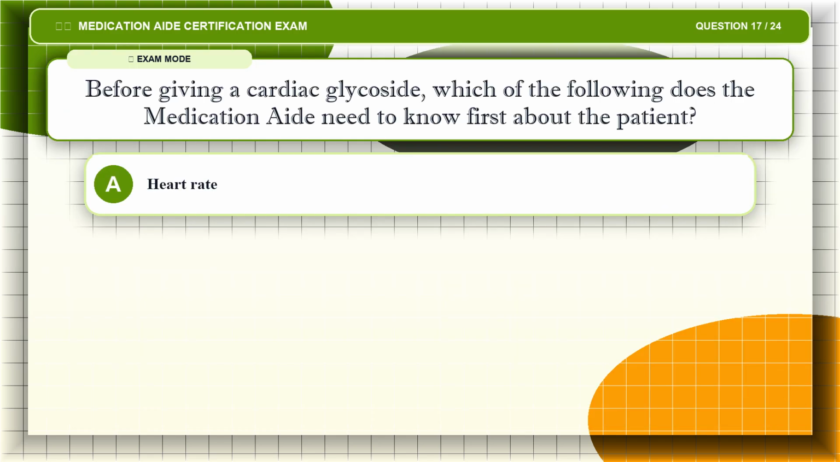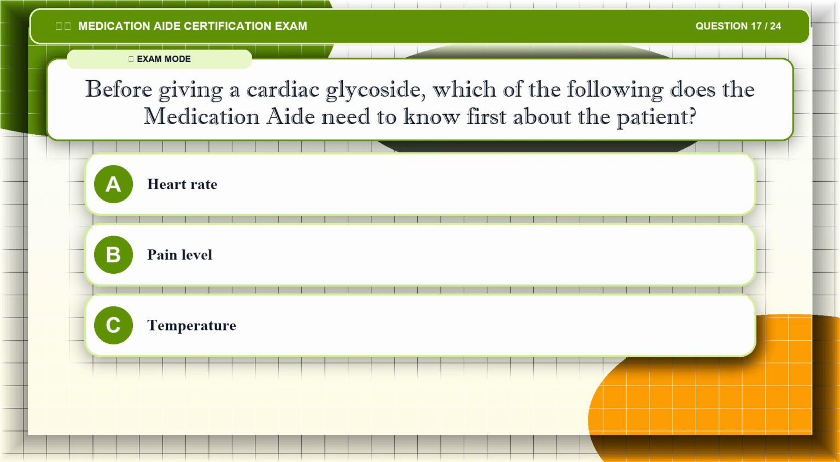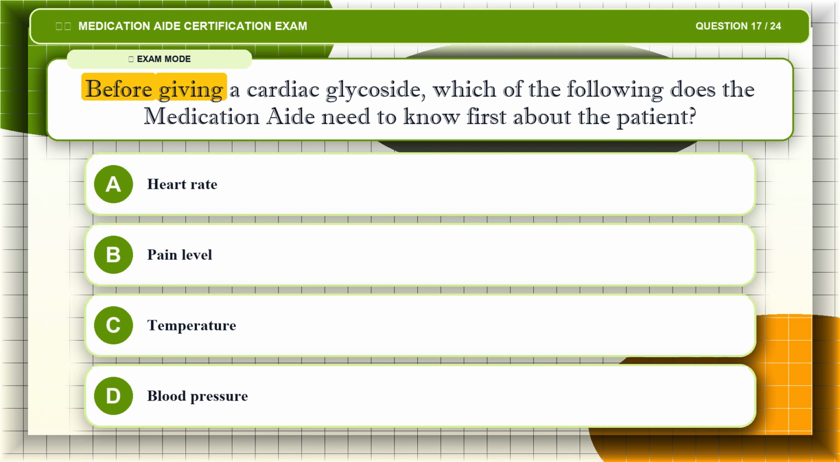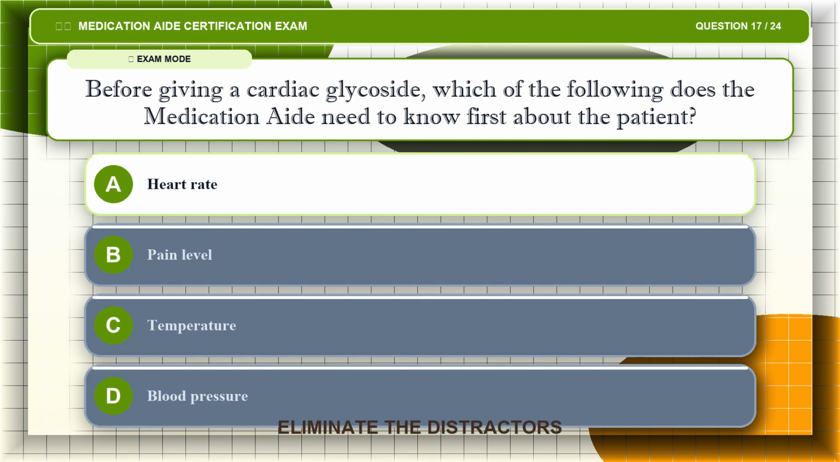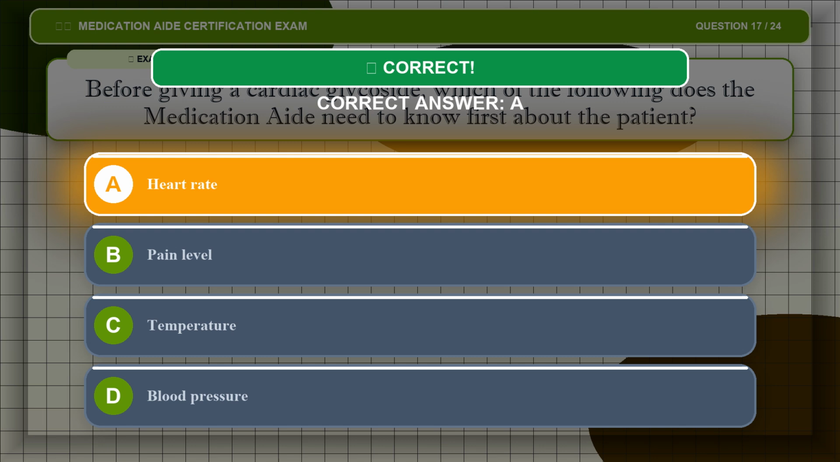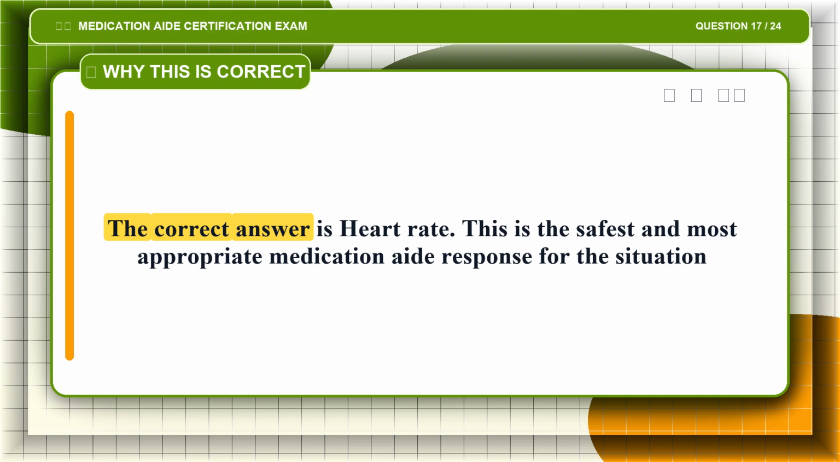Question 17. Before giving a cardiac glycoside, which of the following does the medication aid need to know first about the patient? Option A, heart rate. Option B, pain level. Option C, temperature. Option D, blood pressure. The correct answer is option A, heart rate. This is the safest and most appropriate medication aid response for the situation.